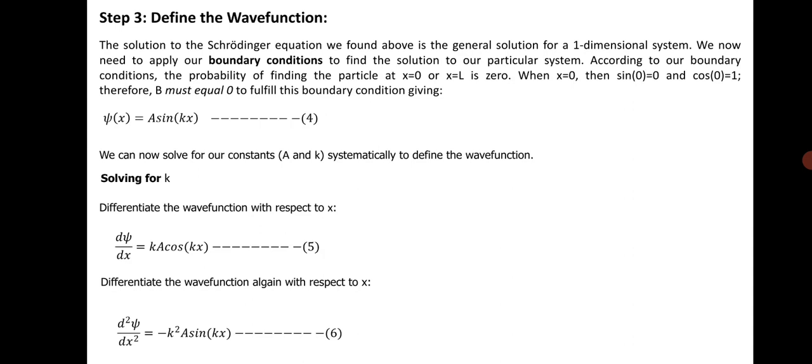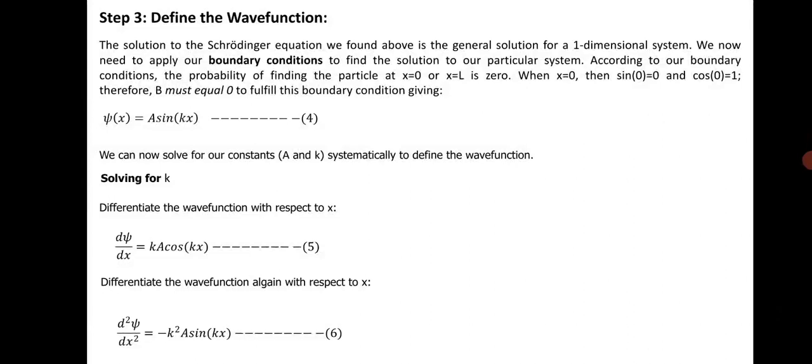Okay. Now, the solution to the Schrodinger equation we found above is a general solution for a one-dimensional system. We now need to apply our boundary conditions to find the solution to our particular system. According to the boundary conditions, the probability of finding the particle at x equal to 0 and at x equal to L becomes 0.